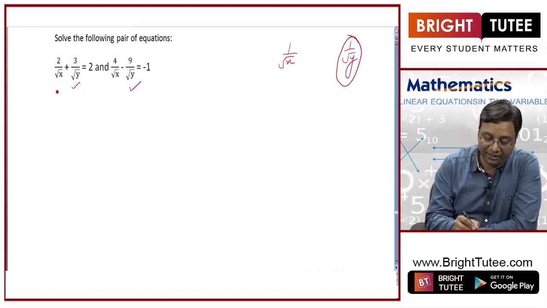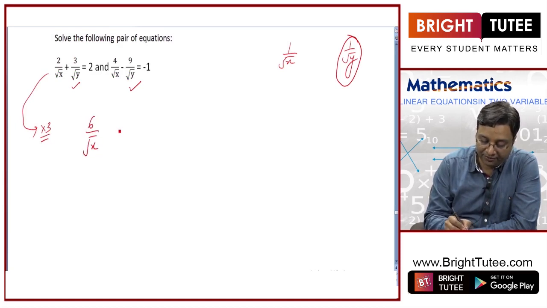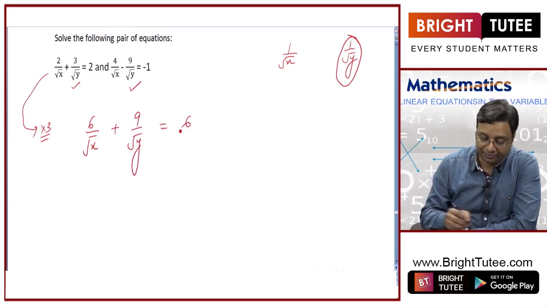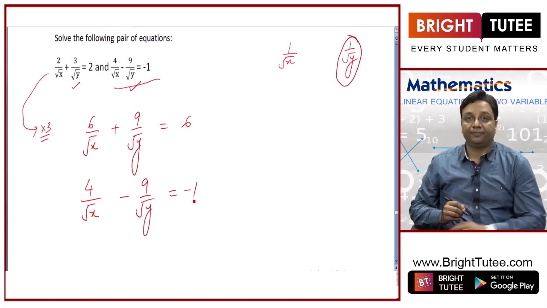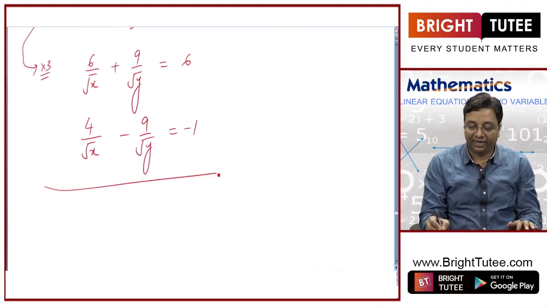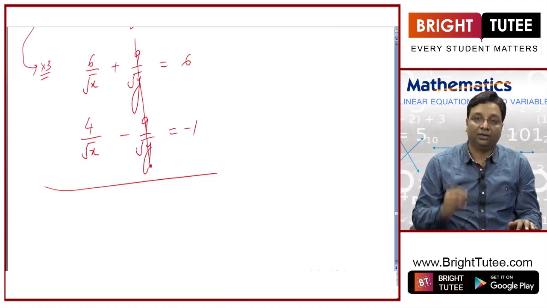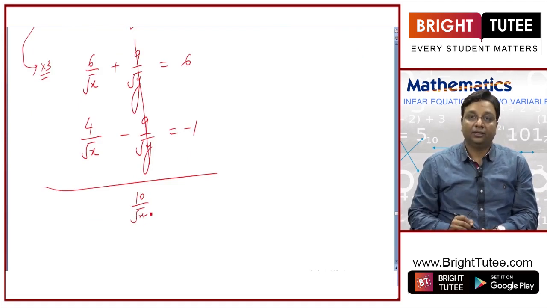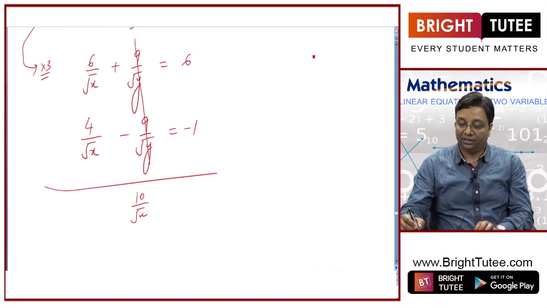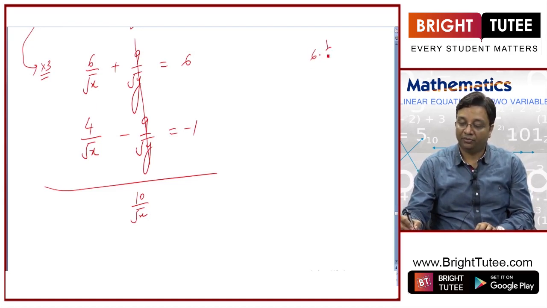So if I multiply this equation by 3, this will give me 6 by root x plus 9 by root y equals 6. And this equation, if I write as it is, 4 by root x minus 9 by root y equals minus 1. Okay. Now what will happen is, if I add these two, this term will cancel out, and 6 by root x, 4 by root x, so 10 by root x. You don't have to take LCM and all in these. 6 by root x means 6 into 1 by root x. So there are 6 such things.